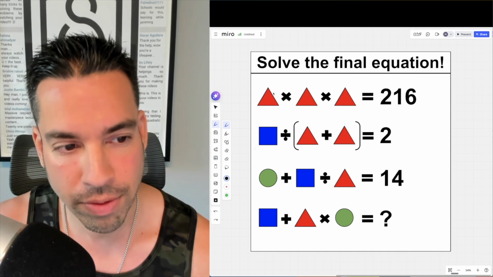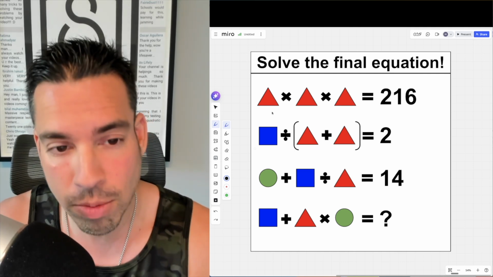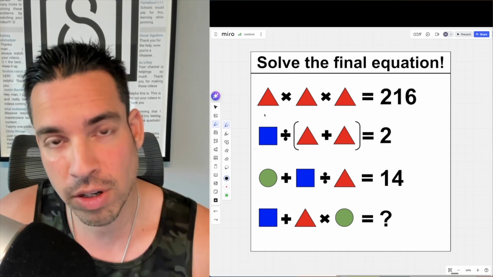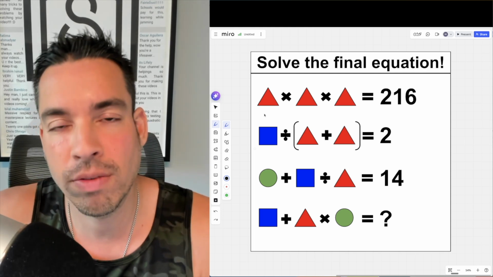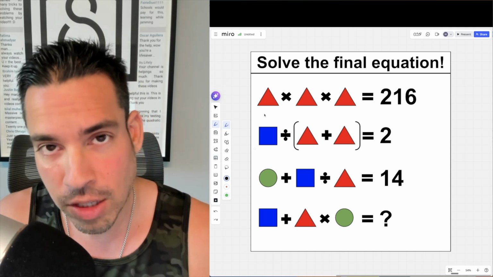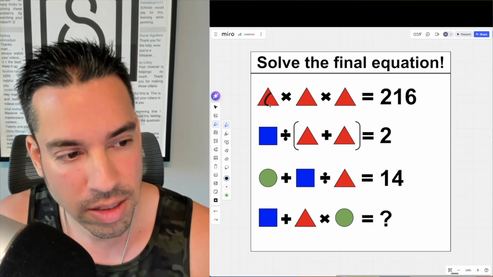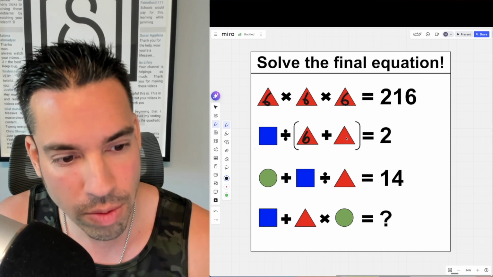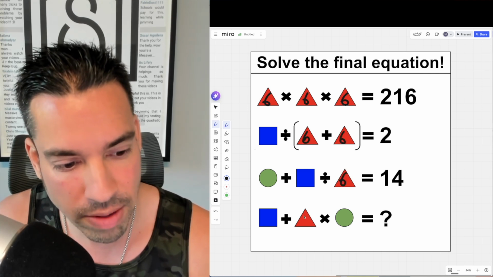So first of all, we have 3 triangles, 3 of the same number multiplying to equal 216. So what we're really trying to figure out here is, what is the cube root of 216? What number times itself 3 times is 216? Guess what? That number is 6. 6 times 6 is 36, times 6 again is 216. So now we know all of the reds are going to have a value of 6.